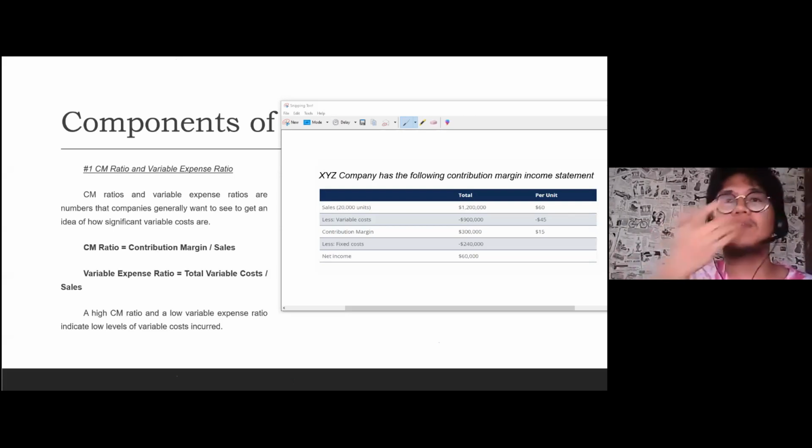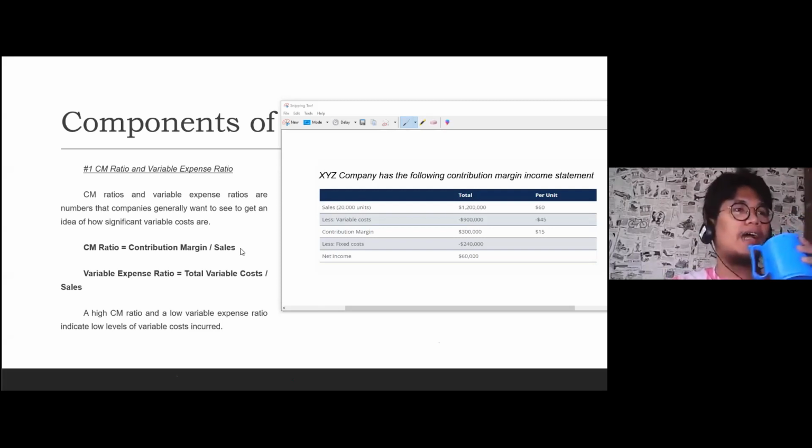So we were able to obtain a CM ratio of 0.25, no? Can you guys now compute for the variable expense ratio? So your variable expense ratio would be very good. It's 0.75. Okay. This is just a test. Okay, kung nasusundan niyo yung formula, okay?